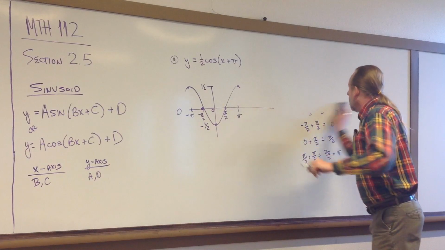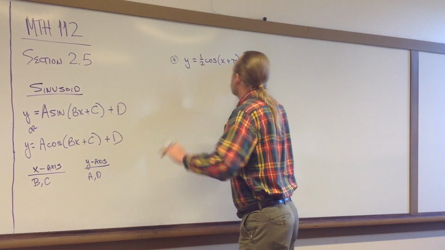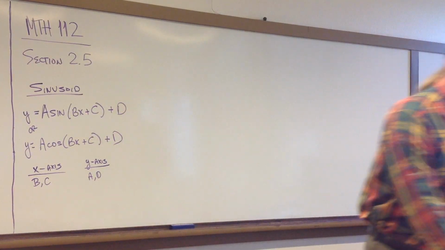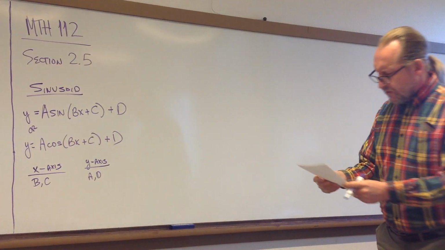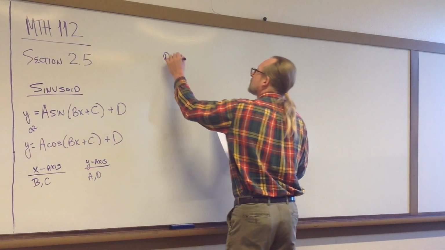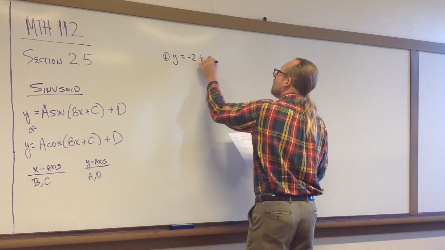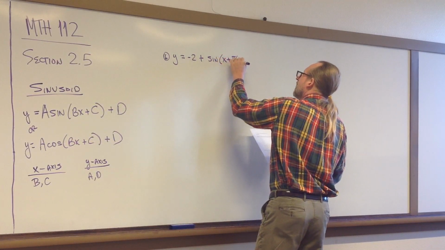I'm going to do a fair number of these because each one has a little bit different combination of these factors. And that's part of this process, is identifying what's going on in each problem. All right, problem 6. -2 plus the sine of (x plus pi over 6).